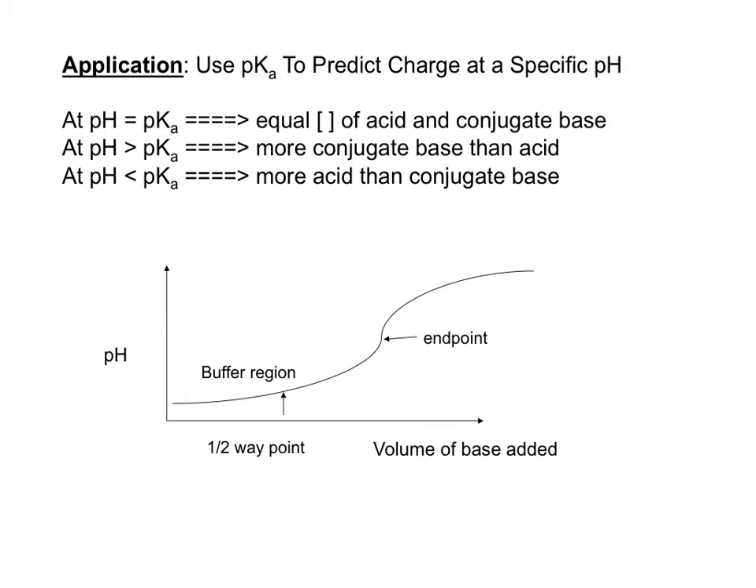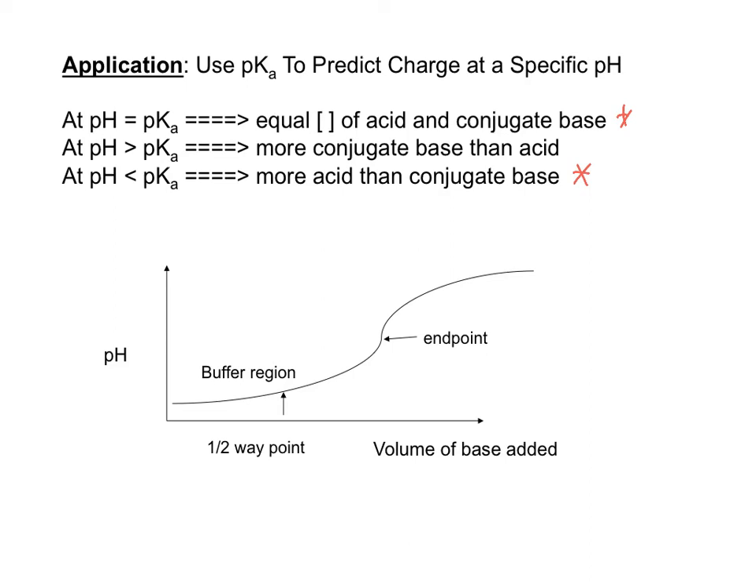An acid-base titration curve helps us figure out how charge is related to pH. We need to know the pKa of the acid. When you start titrating an acid with a base, initially there's more acid than base. Continue the titration to the halfway point, which is an equal concentration of acid and conjugate base. At the halfway point, the pH equals the pKa. Continue adding base, and then there's going to be more base than acid.